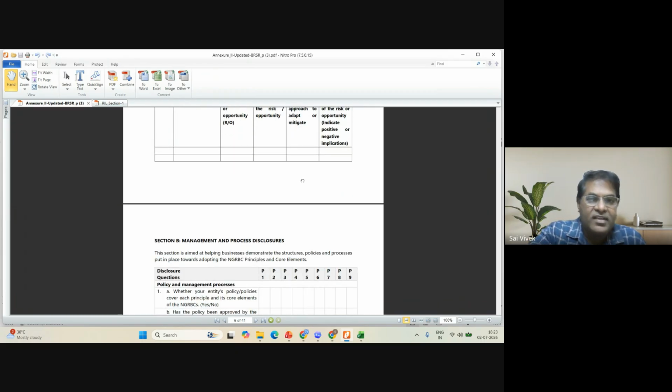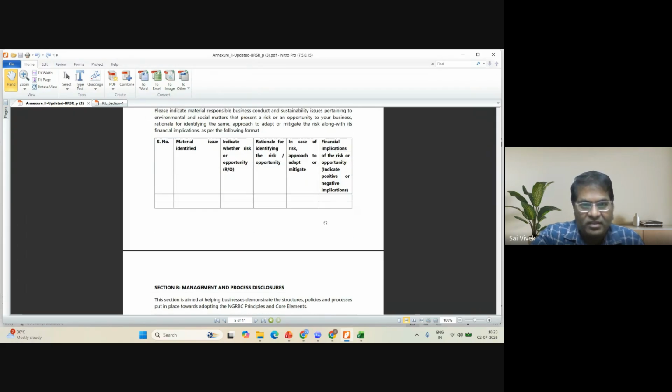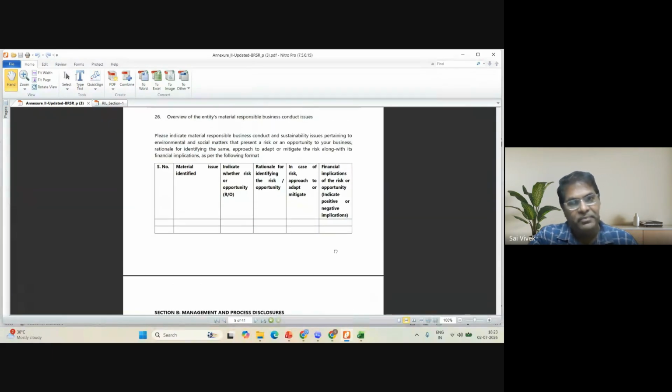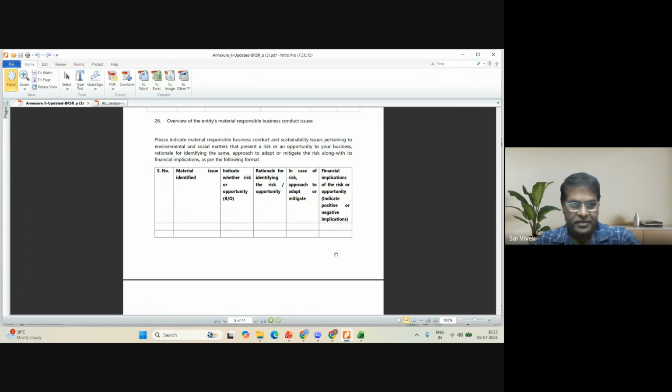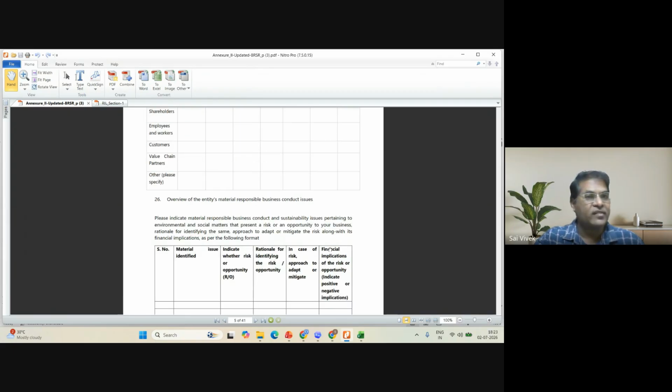So this is about section A. Section B and section C we will stop temporarily here in section A. Now we will see how some major leaders, some major industries fill this BRSR report. We will take the case study of Reliance Industries Limited.